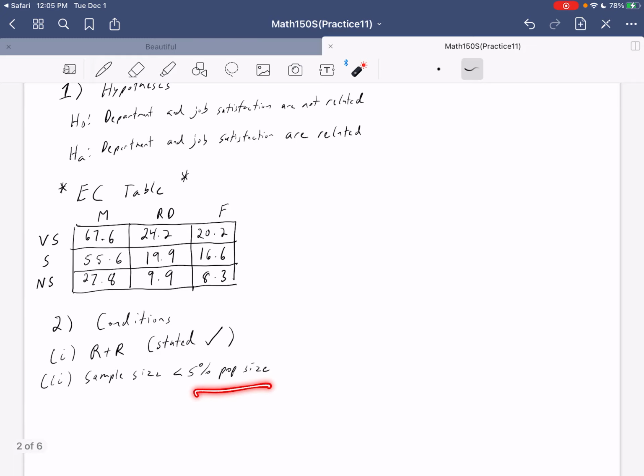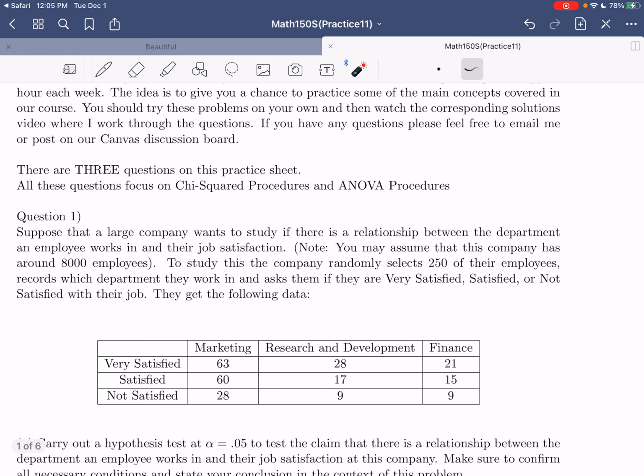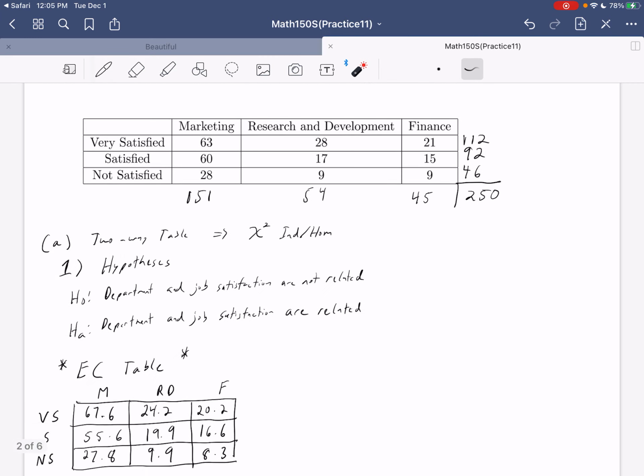Do we know the population size? Well, that's up to the information that we're given. So let's go see. Was there any information provided about the entire population? Well, we had this note: you may assume that this company has around 8,000 employees. So that right there is our population size. So let's go ahead and check then.